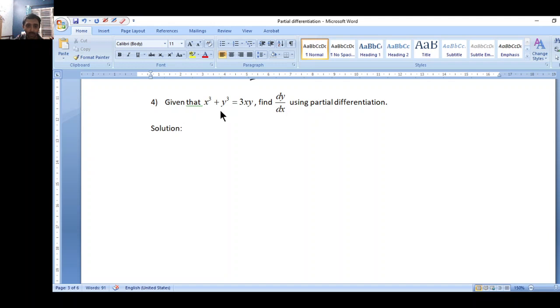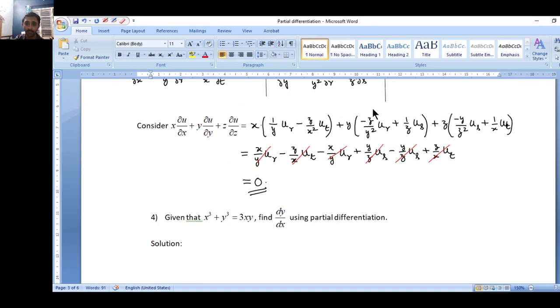So in our PU classes, what we have done here is we directly operate dy by dx on both the sides and then use chain rule and then find out dy by dx. But now we are supposed to do the same using partial differentiation.